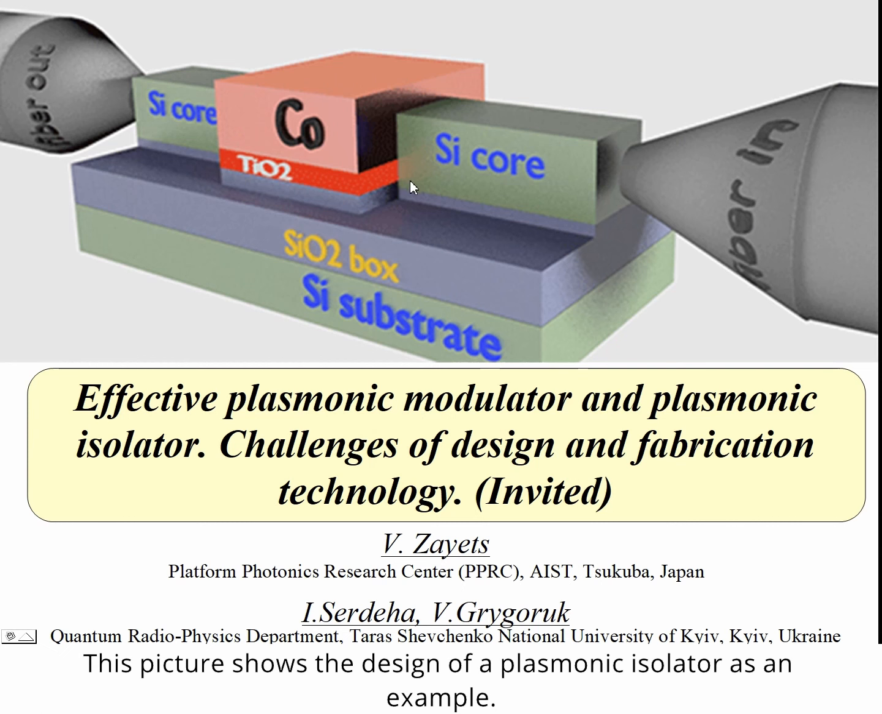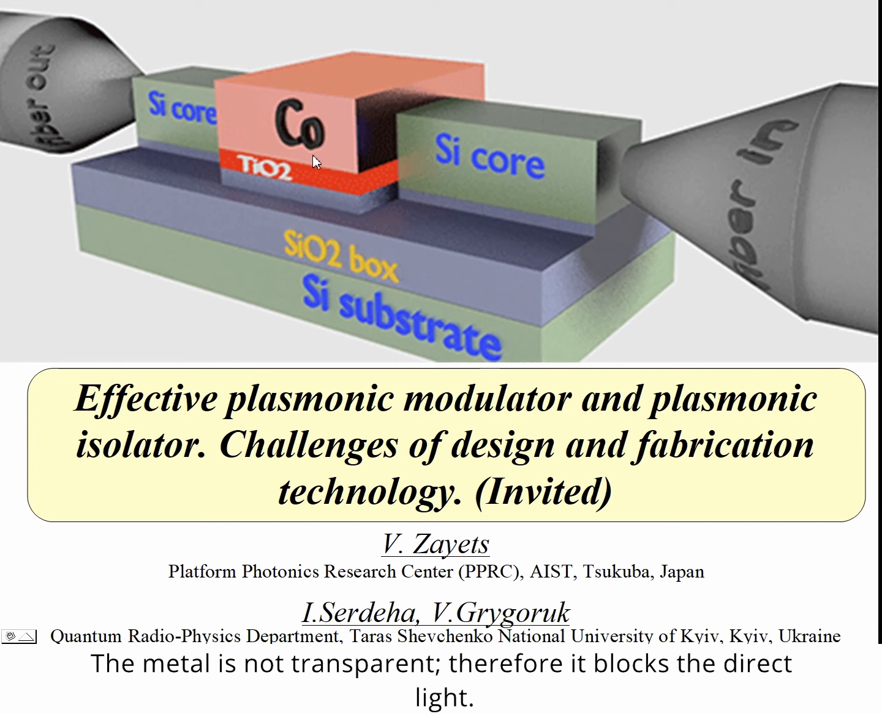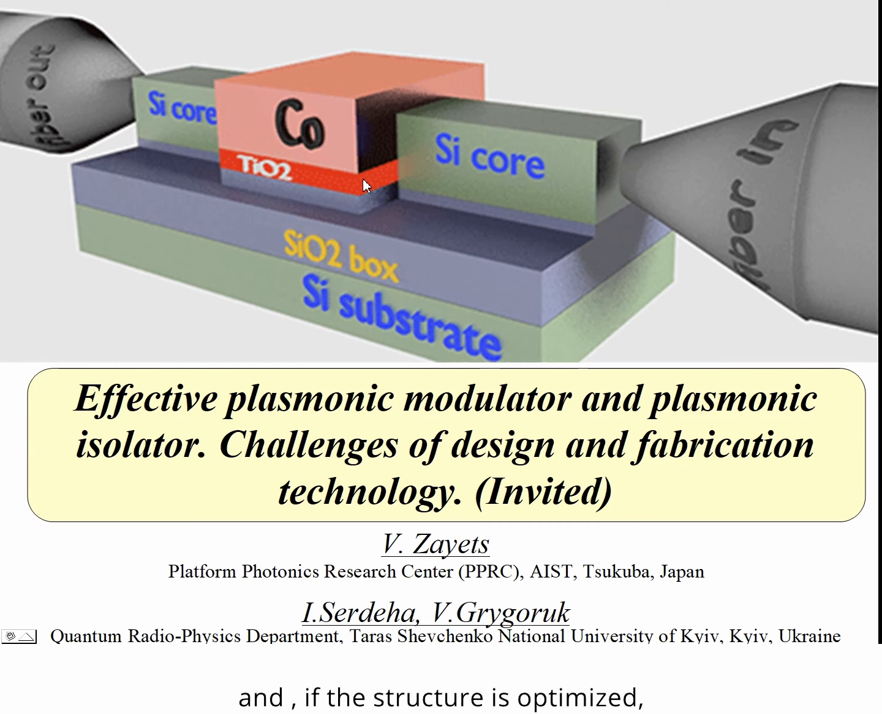This picture shows the design of plasmonic isolator as an example. An optical fiber is used to input and output light into the circuit. The silicon waveguides connect all components of the circuit. A part of silicon waveguide is etched out and metal is deposited instead. The metal is not transparent, therefore it blocks the direct light. However, a surface plasmon is excited at the bottom surface of metal. And if the structure is optimized, nearly all light is transformed from input to output.